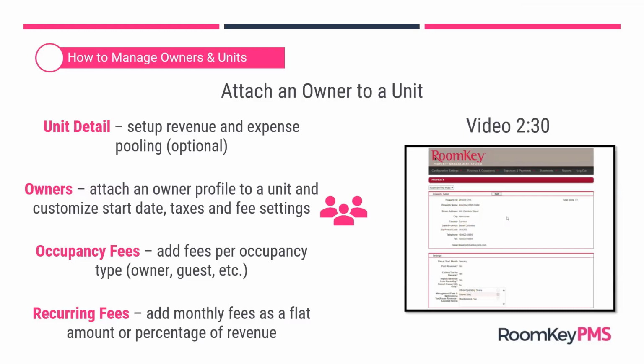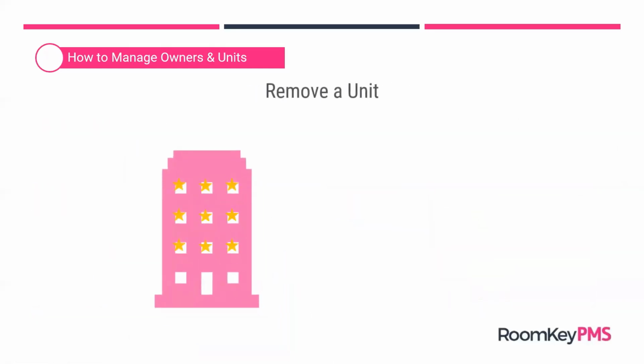So whether you're adding those unit details, occupancy fees, or recurring fees, you're doing that when you are attaching the owner to the unit. Now there is another function that we can use to manage units, and that's the ability to remove a unit. So when you have a hotel or timeshare or HOA property where all of the units are owned, it is possible that some portion of those units are not owned by independent owners. They may simply be regular guest rooms. In that case, we'll want to remove that unit from the HOA portal.